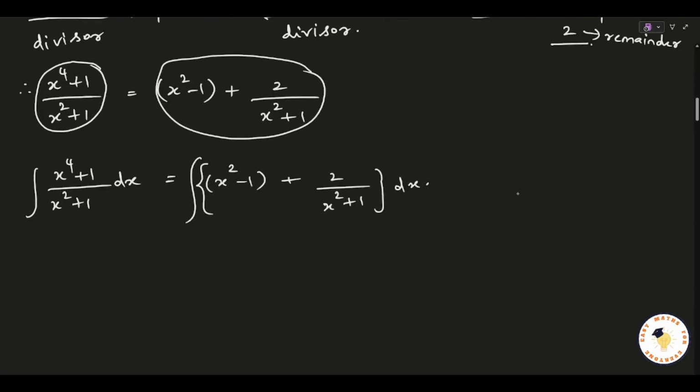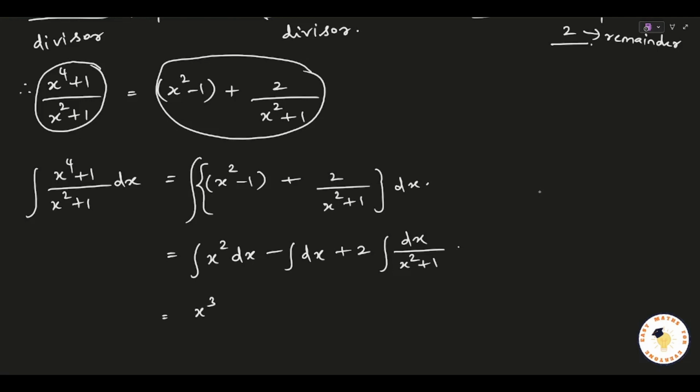Again, we can split this into individual integrals. Integral x square dx minus 1 into dx will be minus integral dx. Taking 2 outside, we get integral dx by x square plus 1. Now, using the respective formulas, we can get integral x square equal to x power 3 by 3 minus integral dx is x plus 2 times, you know, integral dx by x square plus 1 equal to tan inverse x.